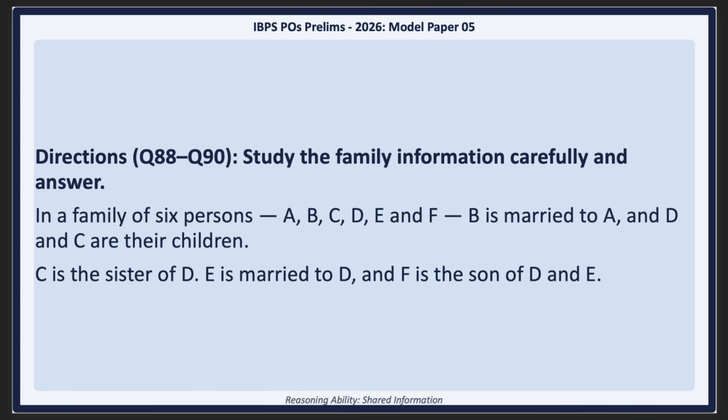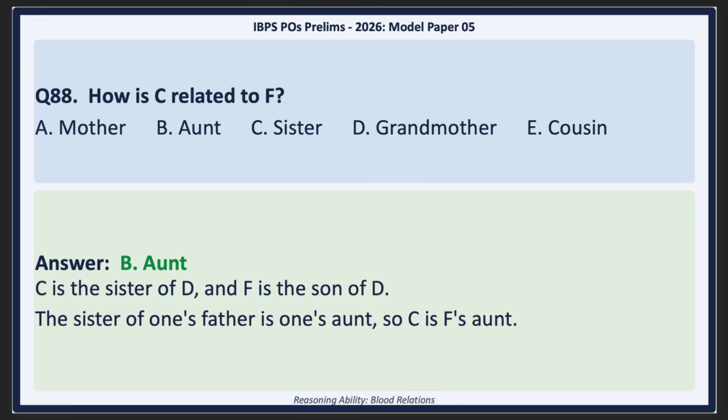Question 88. How is C related to F? We know F is the son of D. We know C is the sister of D. The sister of someone's parent is their aunt. So C is the aunt of F.